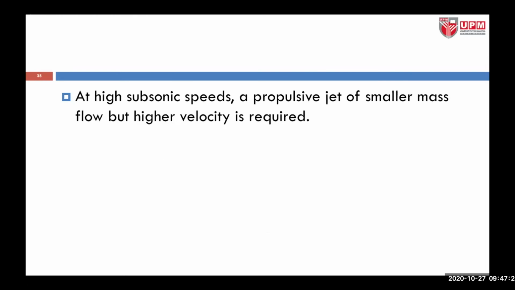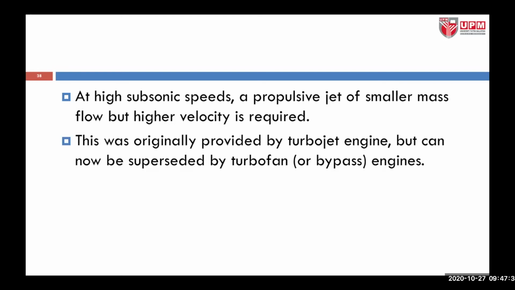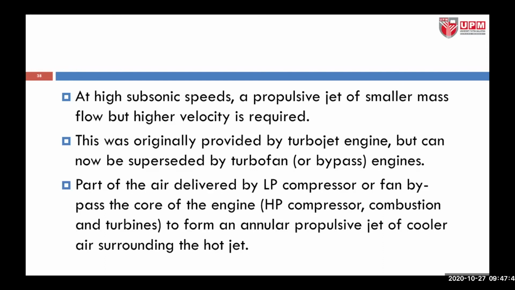At high subsonic speed, a propulsive jet of smaller mass flow but higher velocity is required. This was originally provided by the turbojet engine, but it has now been superseded by the turbofan or bypass engine. Part of the air delivered by the low pressure compressor or fan bypasses the core of the engine, the high pressure compressor, combustion and turbine, to form an annular propulsive jet of cooler air surrounding the hot jet.